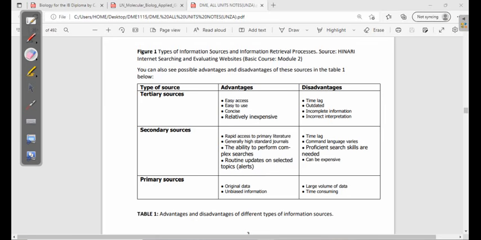Now, the disadvantage of a secondary source of information is time lag. It can remain behind. For example, the information might just be out of date, so it remains behind, especially where the world is more dynamic, where things are ever changing.